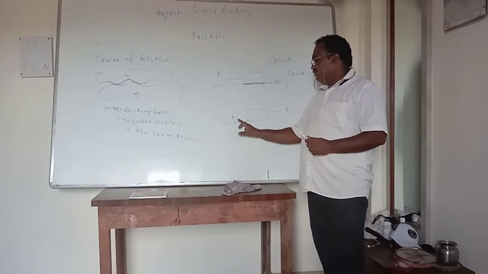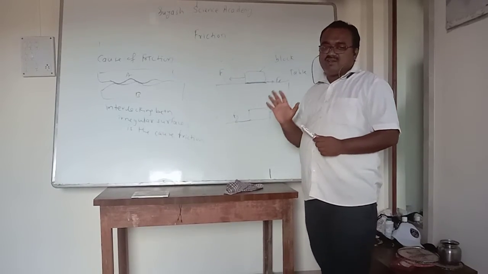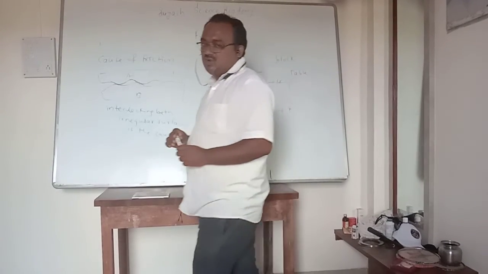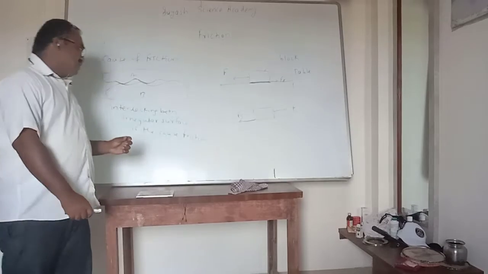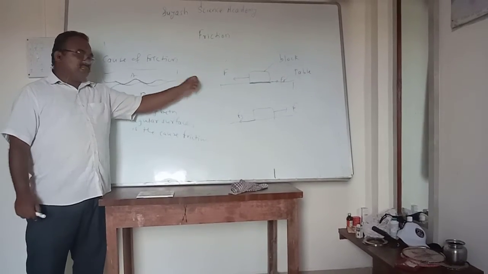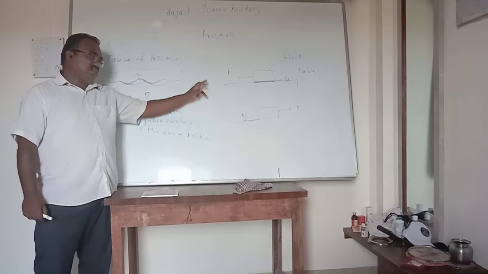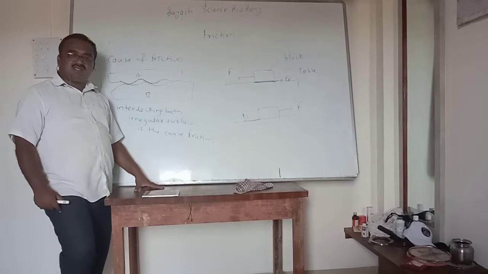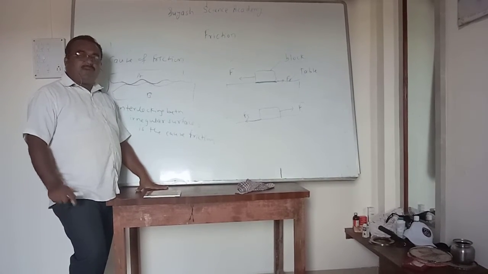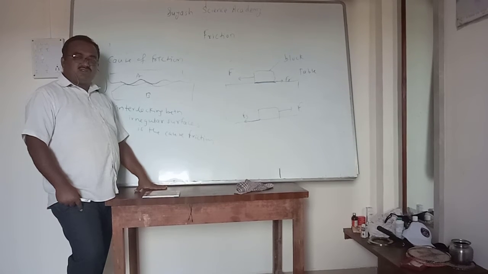Therefore, this frictional force is called the self-adjusting force. You have to remember that the direction of frictional force is always opposite. Opposite to what? The direction of frictional force is always opposite to the direction of applied force. Therefore, it is called the self-adjusting force.